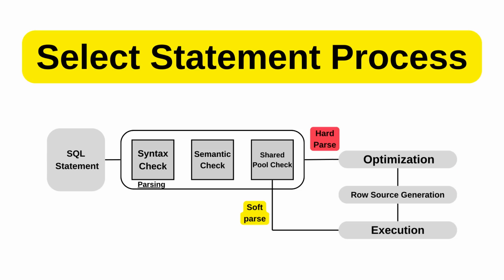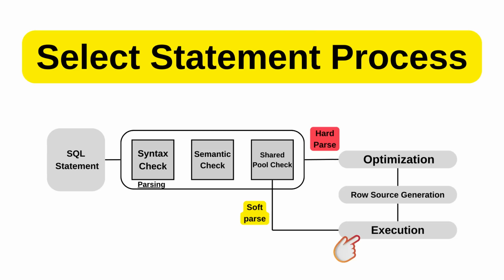If the hash value created for the query in the shared pool check phase is in the shared pool, soft parse is performed. In the soft parse process, optimization and row source generation steps are skipped. These steps take longer than others. Therefore, soft parse reduces the response time of the query. Depending on the situation, soft or hard parse is performed.